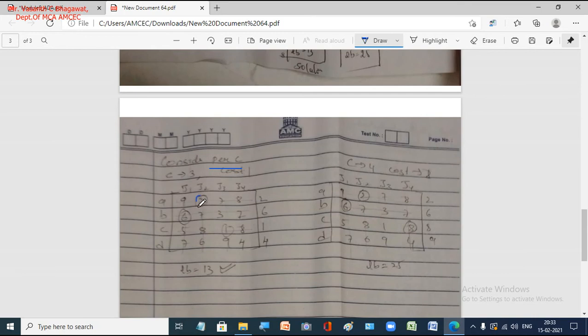So now job 2, which you have already fixed, job 2 is fixed to A, right? So you circle this 2 and you strike off this particular row. So what is the cost? 2 is the cost. Next, job for person B.